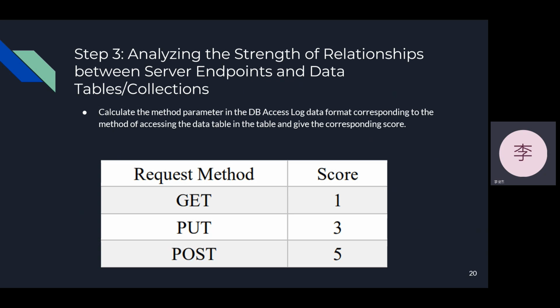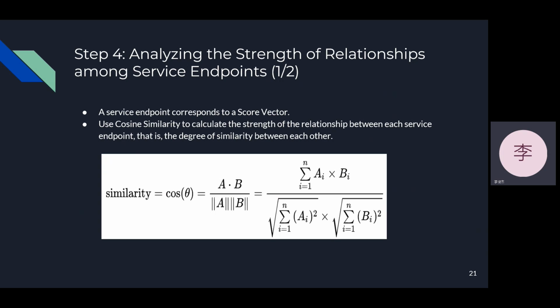In step 3, we calculate the method parameter in the database access log data format corresponding to the method of accessing the data table, and give the corresponding score. Like the get method, we will give it score 1, and the put method, we will give it score 3. And in step 4, each service endpoint corresponds to a score vector. We'll use cosine similarity to calculate the strength of the relationship between each service endpoint. And this is the formula of the cosine similarity.